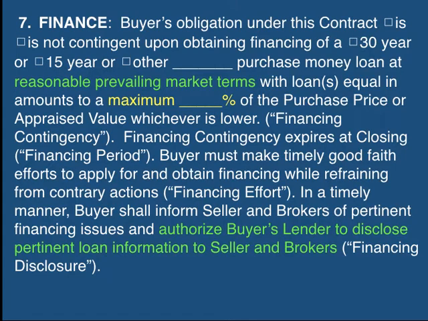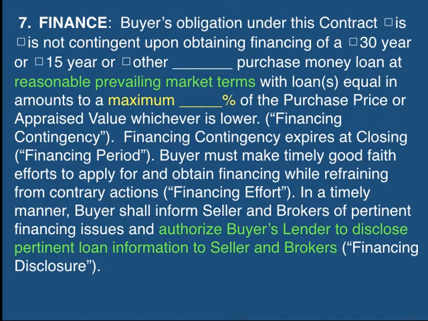We're looking here, the buyer's obligation under this contract either is or is not contingent upon financing of a 30-year, 15-year, or other purchase money loan at reasonable prevailing market terms with loans equal to a maximum percent of the purchase price or appraised value, whichever is lower. This is known as your financing contingency. So what have we just said? The contract is either contingent or not contingent on getting financing. What I see sometimes when I review these contracts is on the front of the contract, they will say it's cash, but then the finance section is filled out.